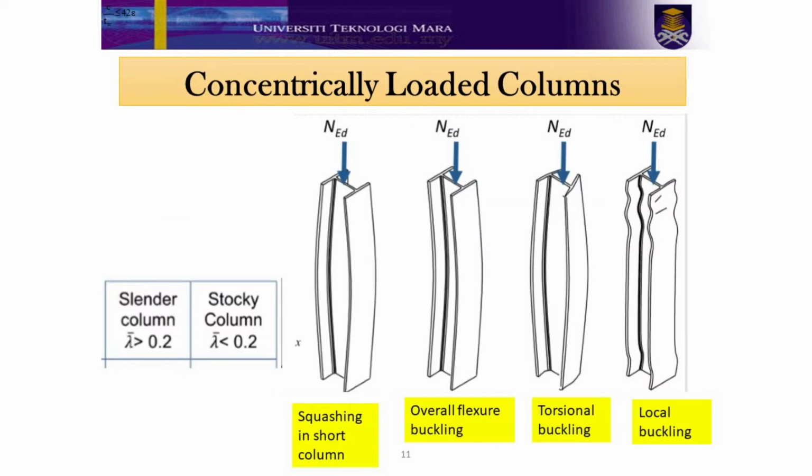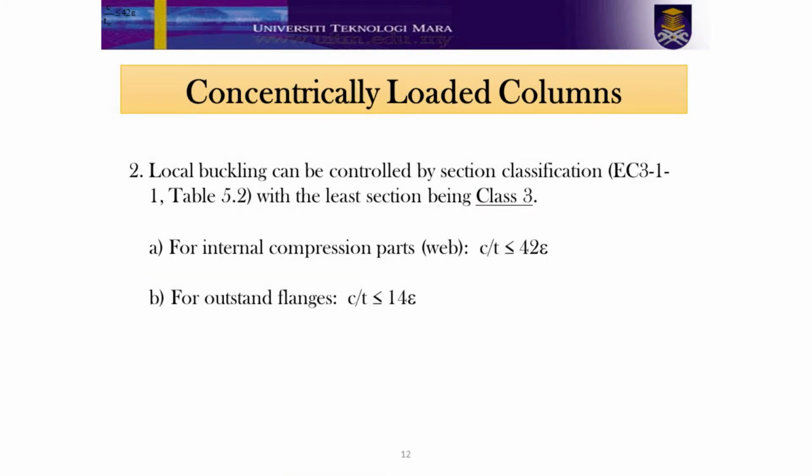Basically, compression members subjected to an axial load are susceptible to squashing in a short column. However, squashing only occurs in short columns, in which the slenderness ratio is lesser than 0.2. Apart from that, other failure modes are overall flexural buckling, torsional buckling, and local buckling. Local buckling can be controlled by section classification.